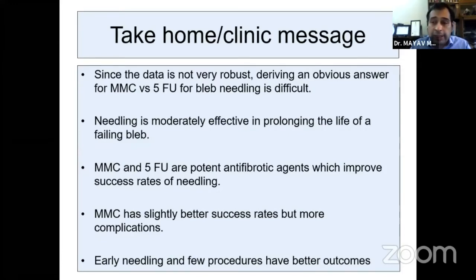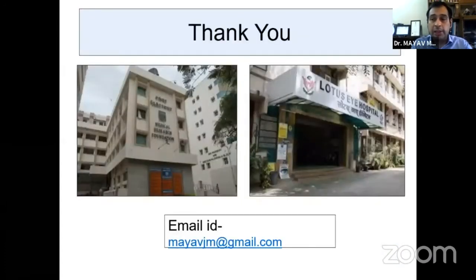And early needling, 2 to 6 months, gives us better outcomes, and fewer needlings or fewer procedures will give us better outcomes. These are my references. And thank you, Amit, and thank you, AIOS, again, for giving me this opportunity.